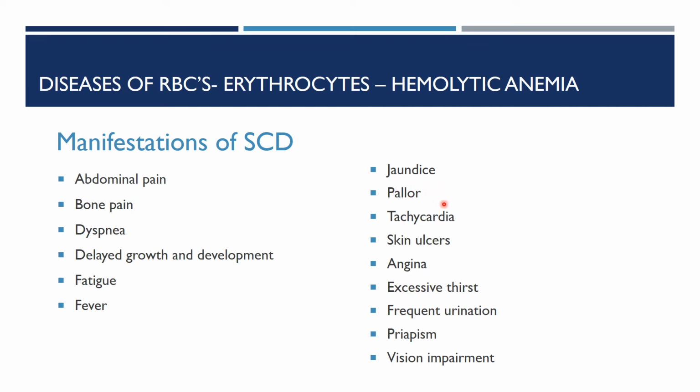Pallor, so the loss of coloration to the skin. Tachycardia, because now you're going to be trying to move the blood faster through the circulatory system to load it with oxygen. Skin ulcers. Angina. The skin ulcers would start to develop because now you are lacking the ability to repair things. Angina can happen, and we'll talk more about angina when we get to the heart and the cardiovascular system. Excessive thirst and frequent urination.